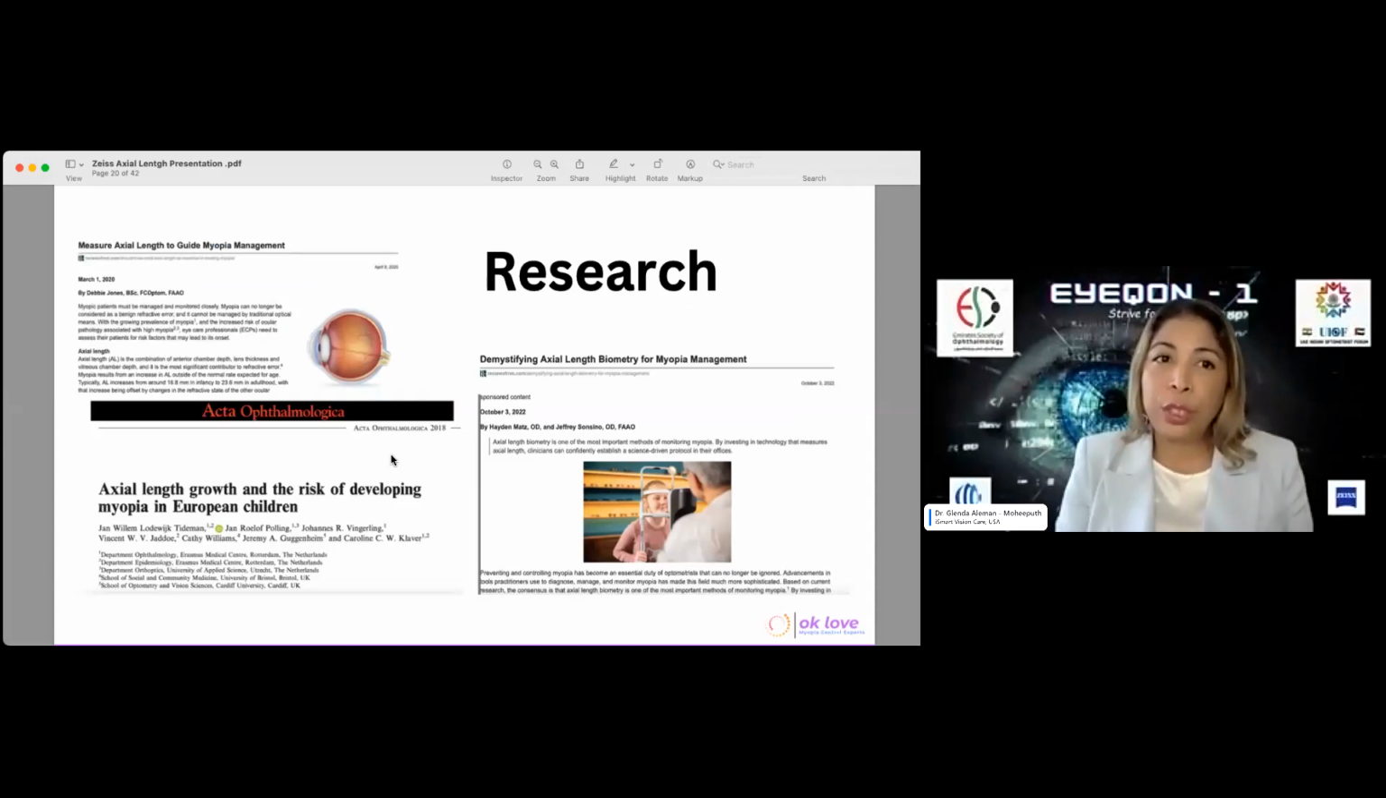There's a lot of research on how axial length relates to myopia management. These are just a couple of the articles that I found, but there are several more. I posted them here in case anyone wants to read further. There's definitely not enough time to go into detail on all the studies, but they all agree that axial length is the best way to monitor the effectiveness of treatments, and the most reliable, most accurate way to monitor myopia progression.